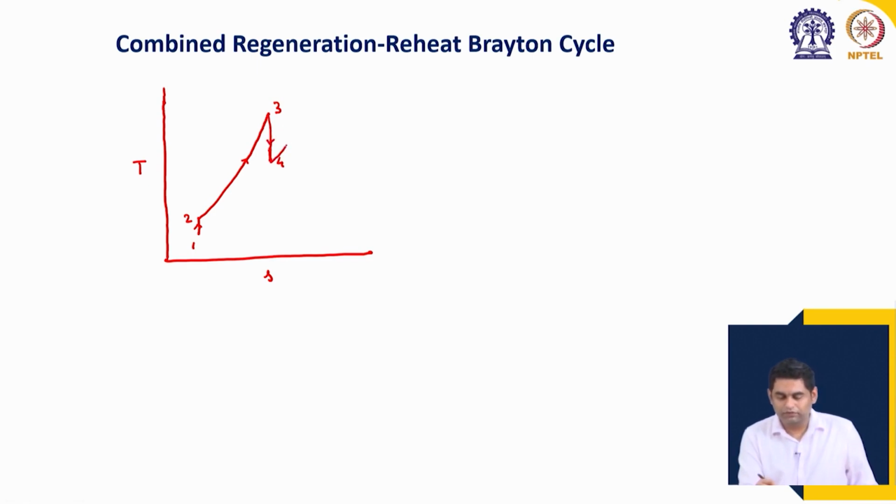Then again heating, which we have seen is called reheating, at the reheat pressure to go to 5. Remember that temperature at 5 is equal to temperature at 3, because that is the maximum temperature that can be sustained by the turbine blade. Then the expansion in the second turbine, which is the low pressure turbine, going from 5 to 6. This is similar to the reheat cycle.